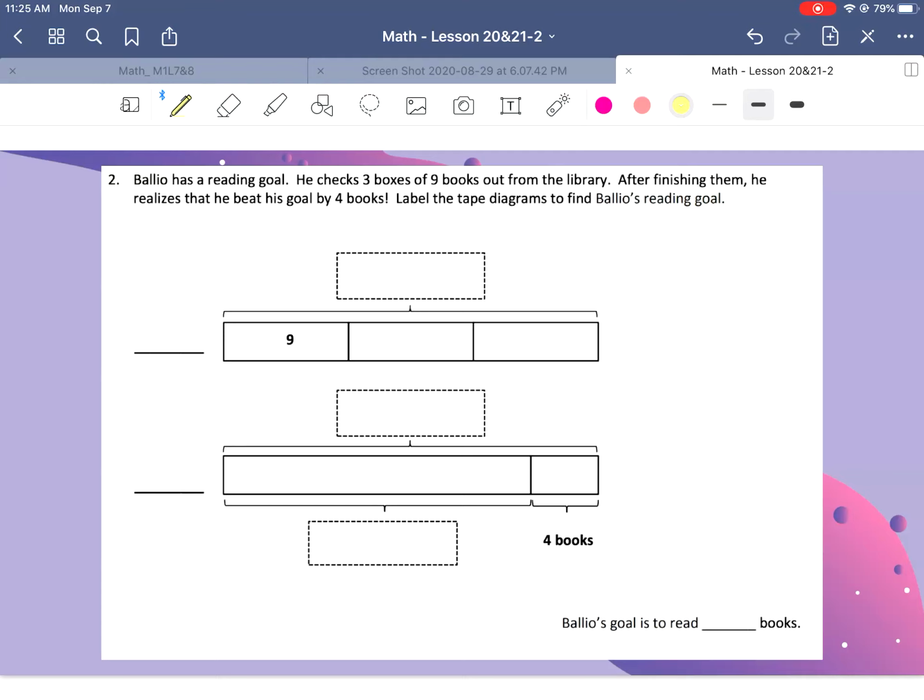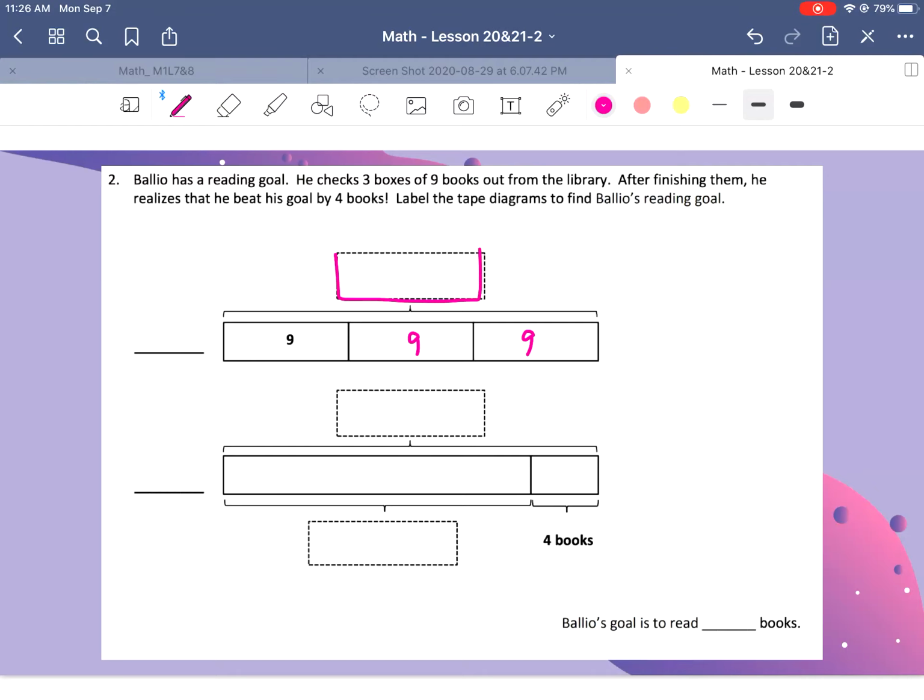Leo has a reading goal. He checks 3 boxes of 9 books out from the library. After finishing them, he realizes that he beat his goal by 4 books. Label the tape diagrams to find Leo's reading goal. So let's look at the first tape diagram. So he checks out 3 boxes of 9 books. So I'm going to fill in the blank first. I'm going to label the boxes first.